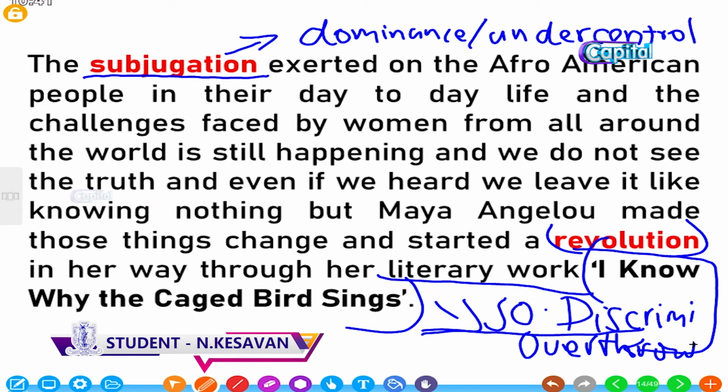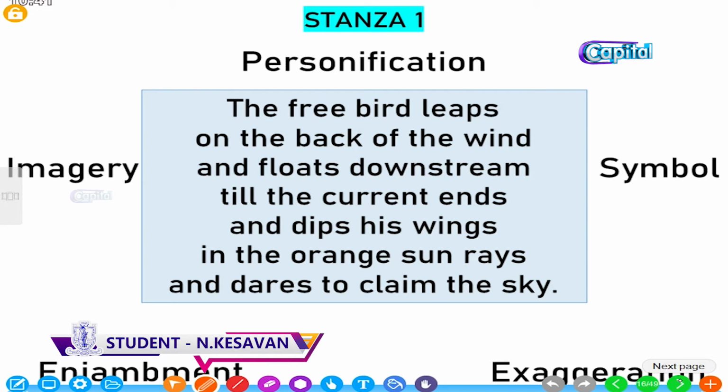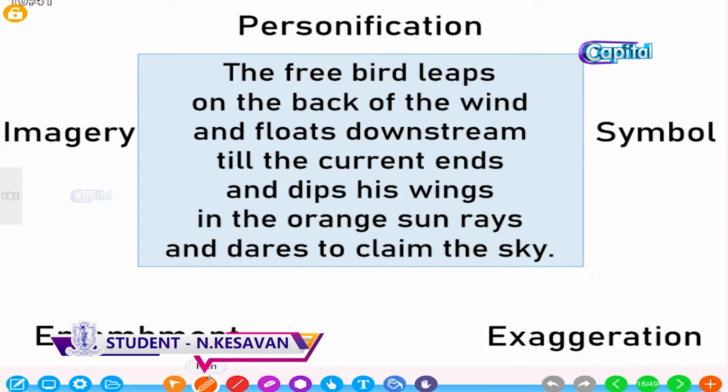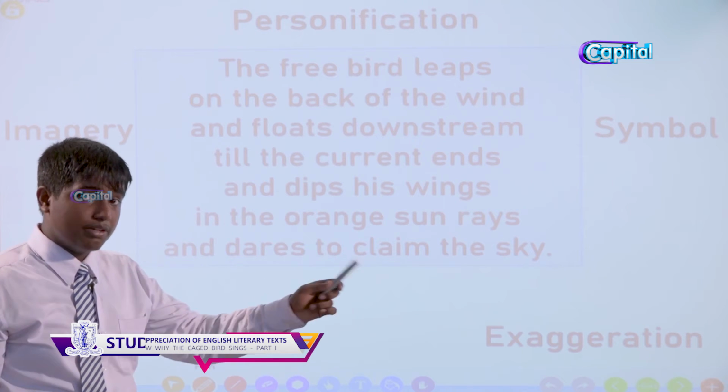Now let's move on to the next slide, which is the poetic techniques and analysis. I have given you the poetic techniques here. You can see personification, simile, exaggeration, enjambment, and imagery. First of all, let's not just read the meaning, but find the poetic techniques in it. The free bird leaps on the back of the wind and floats downstream till the current ends, and dips his wings in the orange sun rays and dares to claim the sky.